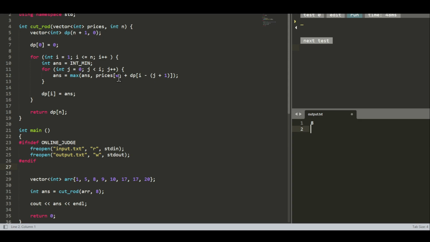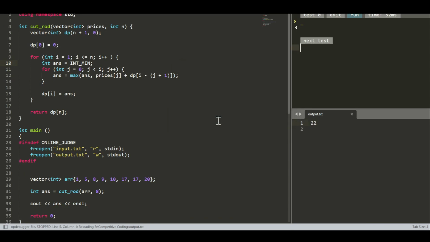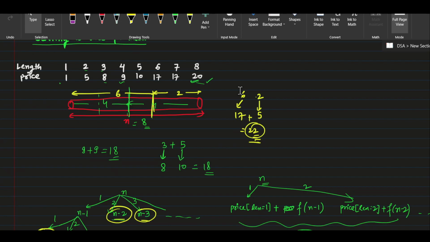So here it is not the price of 0. We are making the cut at j, so it should be the price of j. So we are getting 22 as our output, and 22 was the maximum output in this example that we have discussed. We are making the cut of length 6 and then 2.